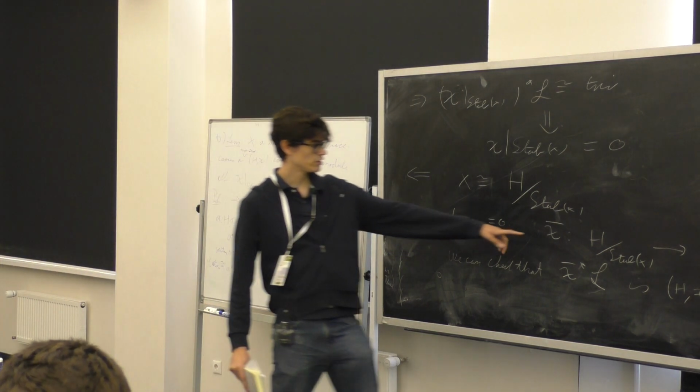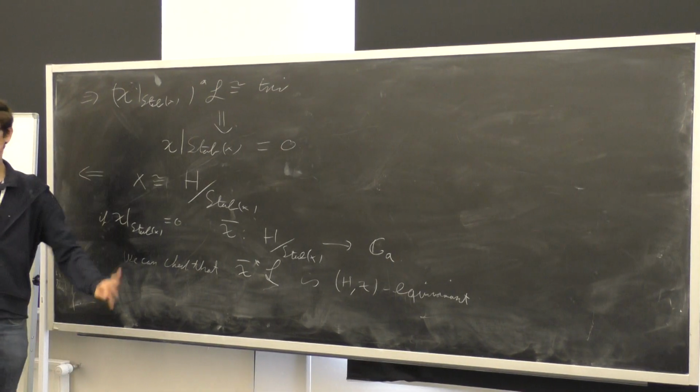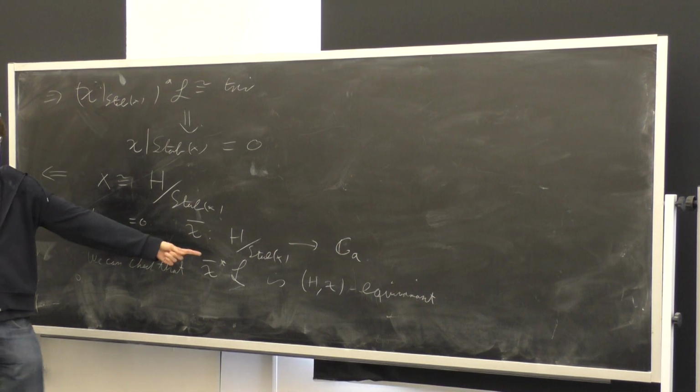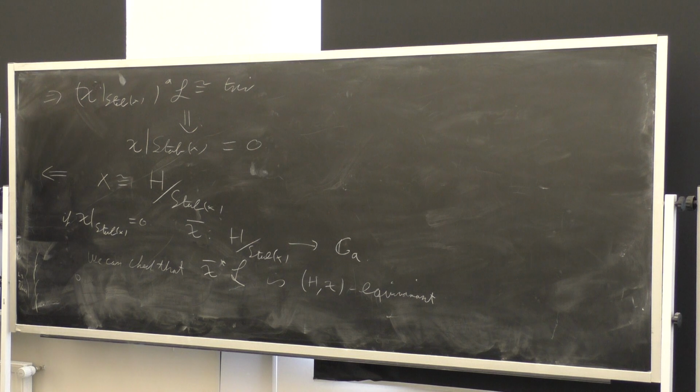You pull it back to x. I mean, you can check, whatever. It's basically checking that the pullback of the normal chi to x is H chi equivariant. Yeah, it's the same thing.